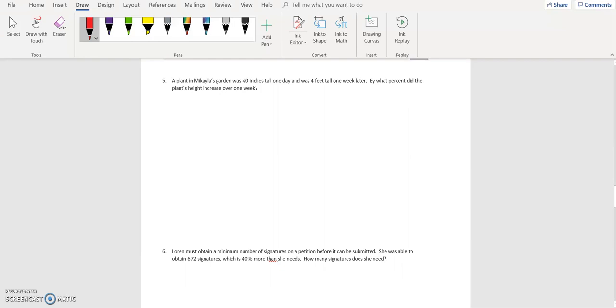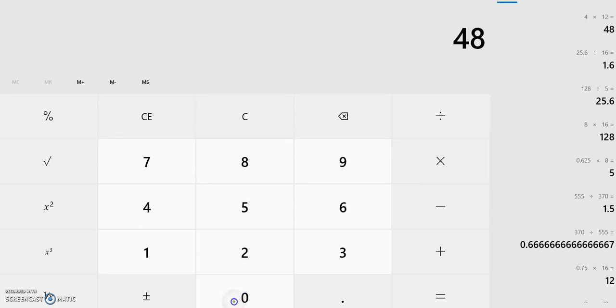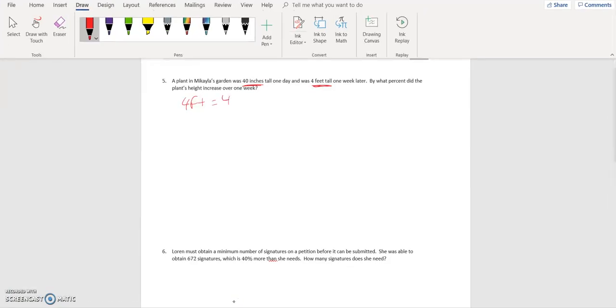5. A plant in Michaela's garden was 40 inches tall one day and 4 feet tall 1 week later. By what percent did the plant's height increase over 1 week? First of all, I see 40 inches and 4 feet. So I need to take those 4 feet and make them into inches. So I'm going to do 4 times 12, 12 inches in a foot. So 4 times 12 gives me 48. And so 48 inches is what we're actually going to use there.